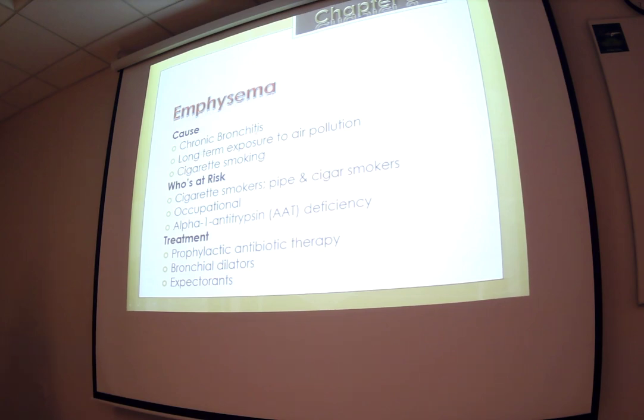Causes, again, chronic bronchitis, long-term exposure to air pollution, long-term cigarette smoking. Who's at risk? Again, cigarette smokers, pipe and cigar smokers. Occupational is if anyone's working with any industrial chemicals that get burned off in the air or live in areas of high air pollution. Or people who have AAT or alpha-1 antitrypsin deficiency. Treatment for this, prophylactic antibiotic therapy, bronchial dilators, expectorants to help clear anything out.